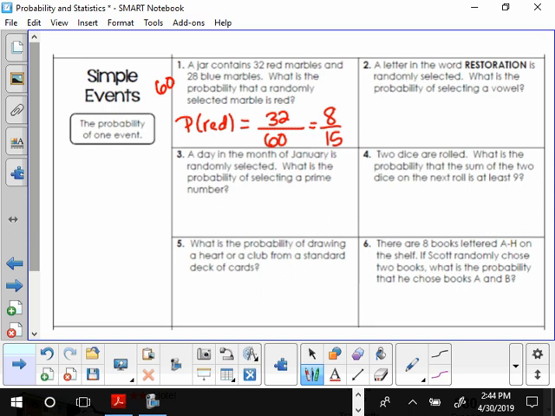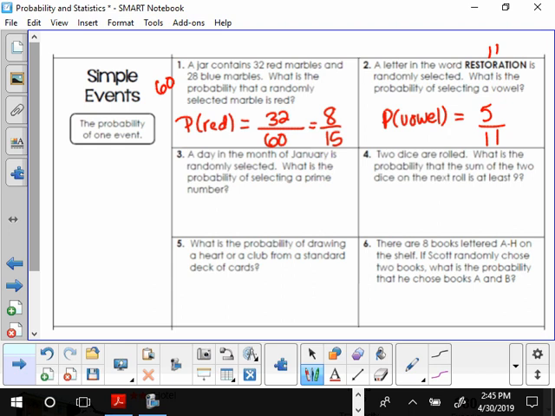Number 2, they give you the word restoration, which has 11 letters, and they want to know the probability of randomly selecting a vowel. So vowel is what we're considering a success. If I look at restoration, there's 5 vowels. Total possibility 11. That can't reduce. Correct.